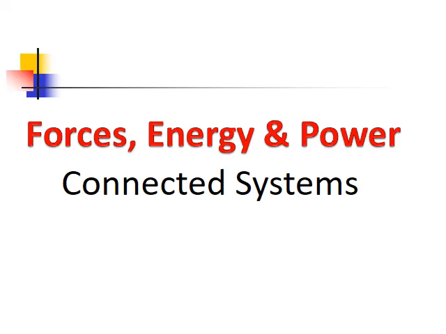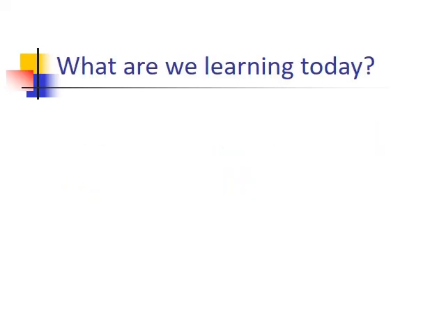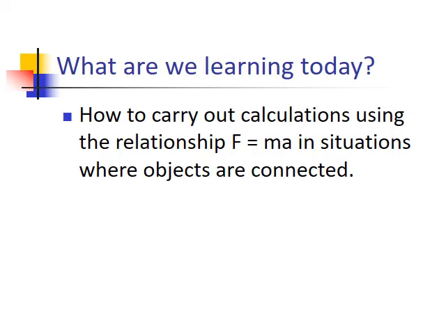Welcome to this office mix for the Our Dynamic Universe unit of Higher, looking at forces and connected systems. So what are we looking at here? Well, we're looking at how to carry out calculations using Newton's second law, F equals ma, in situations where objects are connected. So this could be a car pulling a trailer or things that are touching, as we'll see.